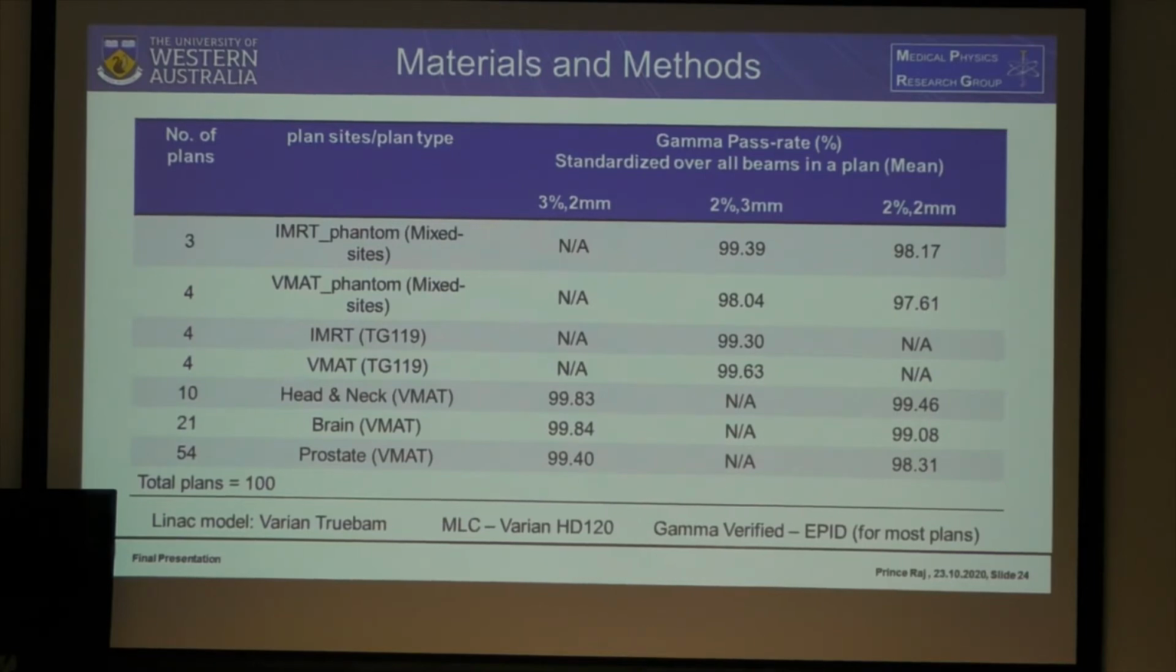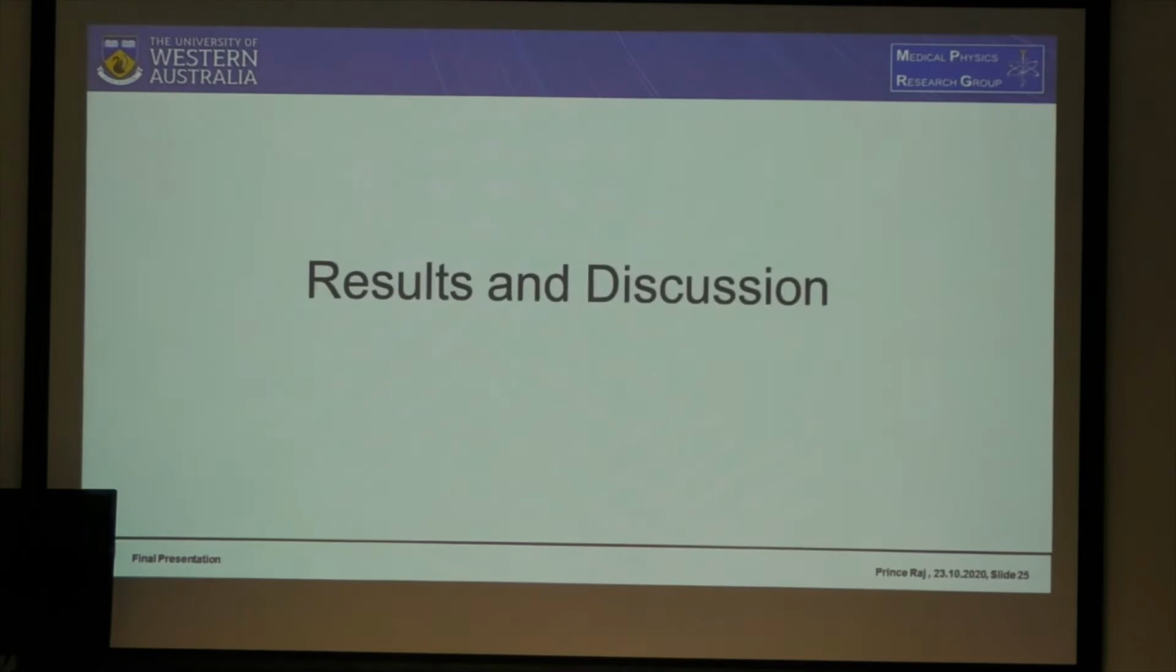So these are the pass rates for each treatment site, along with each criterion defined. We just summarized them as a mean value for comparison. The models used were Varian TrueBeam, and the MLC used was Varian HD 120, and most of the plans had the EPID gamma verification.